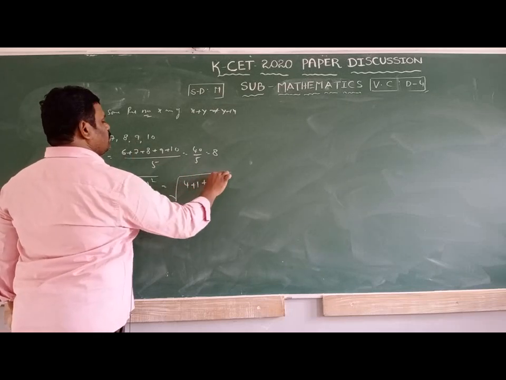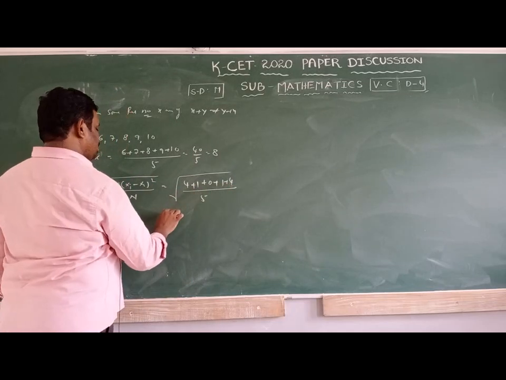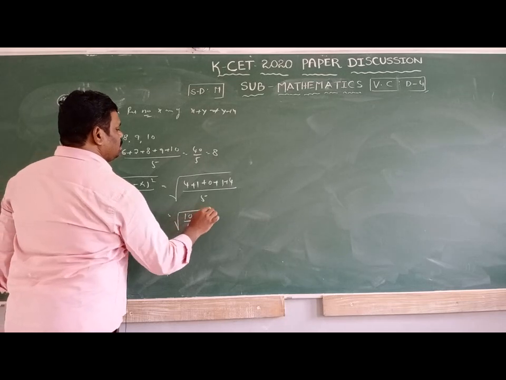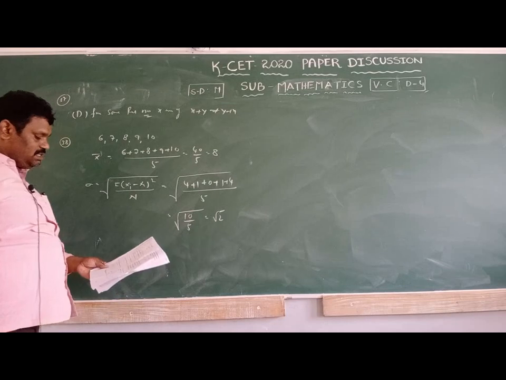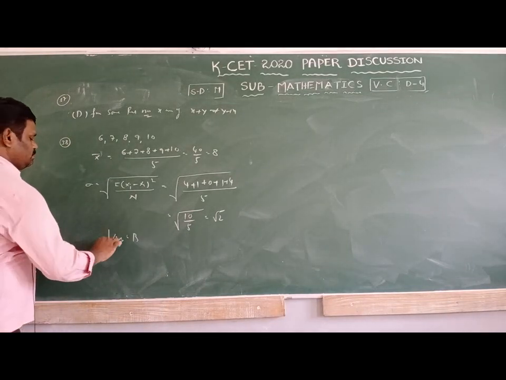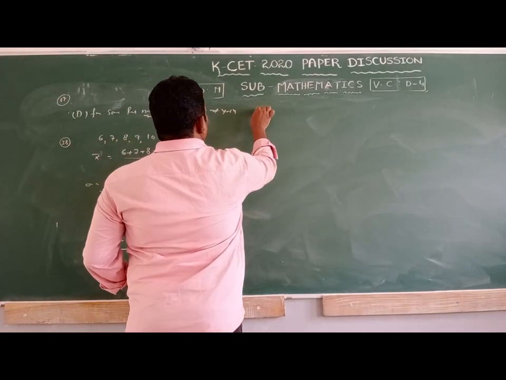Then again 9 minus 8 is 1, and 10 minus 8 is 2, square 4. Sum of these divided by the number of terms. How many are there here? 5. That is equal to 10 by 5, that is 4 plus 1 plus 0 plus 1 plus 4. So root 2 is the answer. So the option is B. Answer is B.